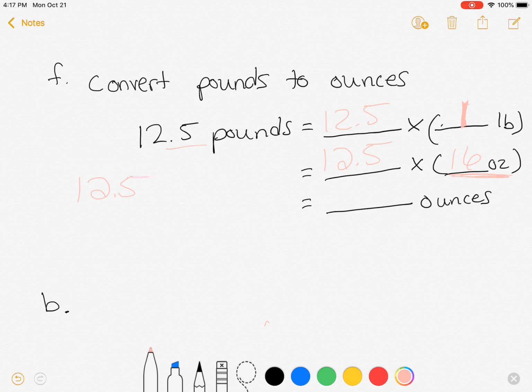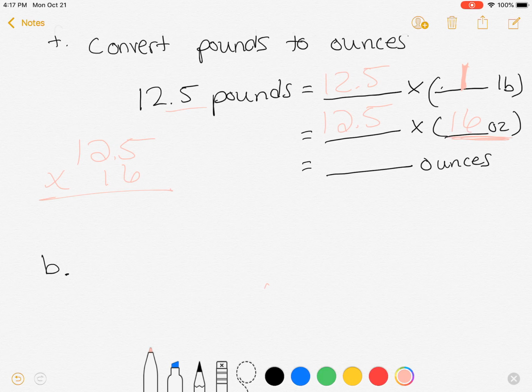So 12.5 times 16. What's 6 times 5? 30. 6 times 2 is 12, plus 3 is 15. 6 times 1 is 6. Okay. Mark those out or erase what you carried. Drop the 0. Let's do the shortcut because 125 times 1 is 125, which is the easier way. Okay, add those two together.